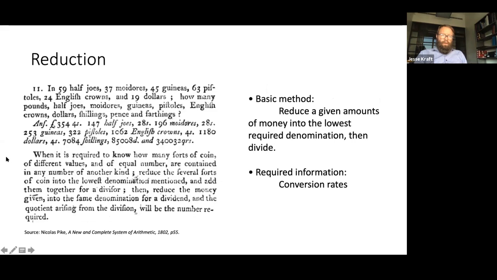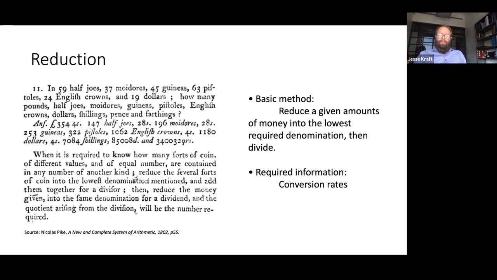So I'm going to talk about a few of the different methods that people used. One of the primary ones was known as reduction. The basic method to do this was to reduce the given amount of money into the lowest required denomination and then divide it. So here, this example to the left is actually from an arithmetic book by Nicholas Pike called A New and Complete System of Arithmetic. And this book was the most heavily used math book of its day. It was first published in the 1790s and repeatedly issued in many different editions until the 1850s.